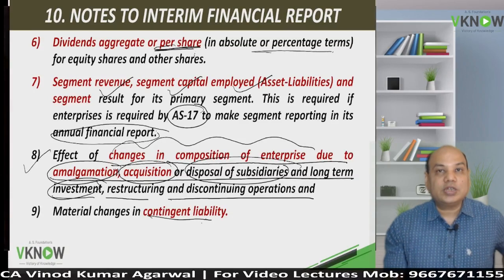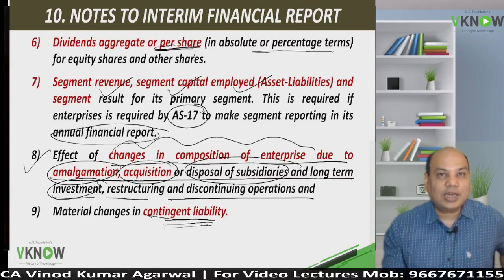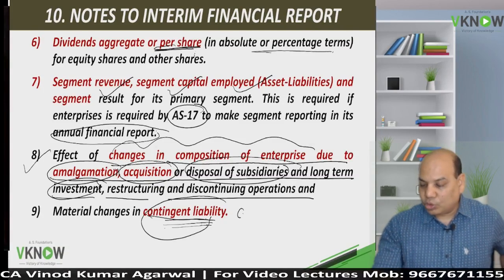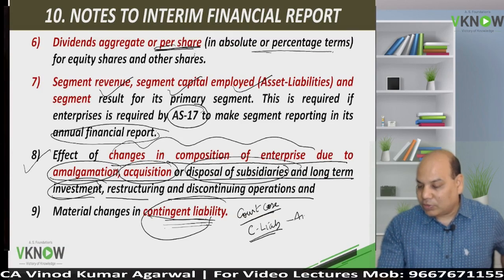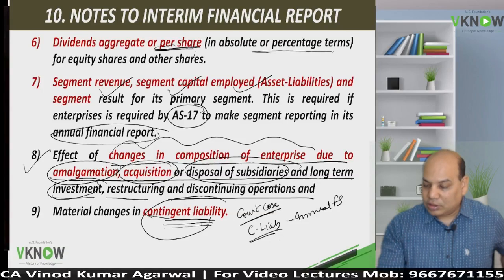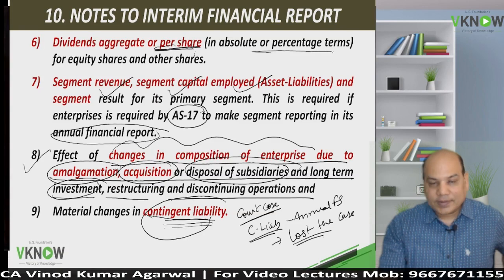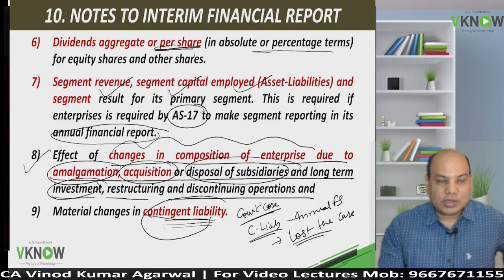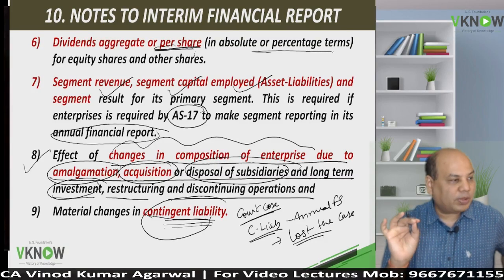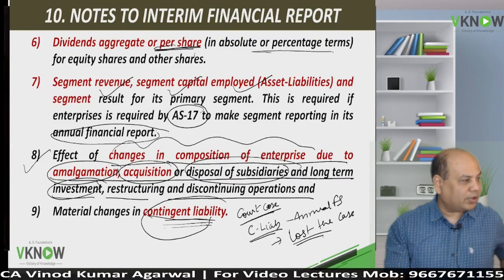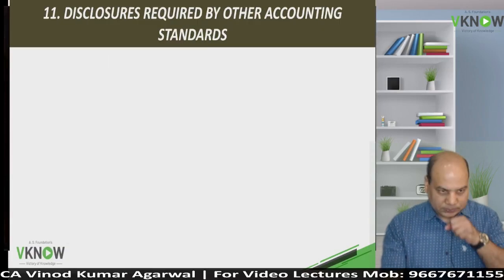And any important change, material change in contingent liability. For example, court case is going on, which is presented as contingent liability in the annual financial statement. Now you have lost the case. Oh my God. Because of that, the company will have to pay a huge penalty. And that will affect the company's profitability, company's cash flow. So if there are material changes in the contingent liability, make disclosure about that.